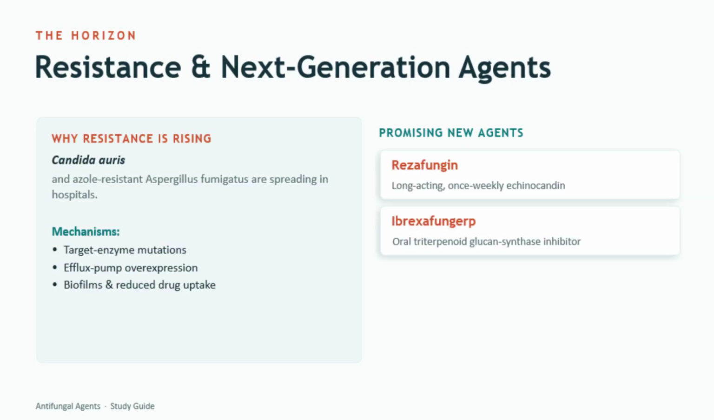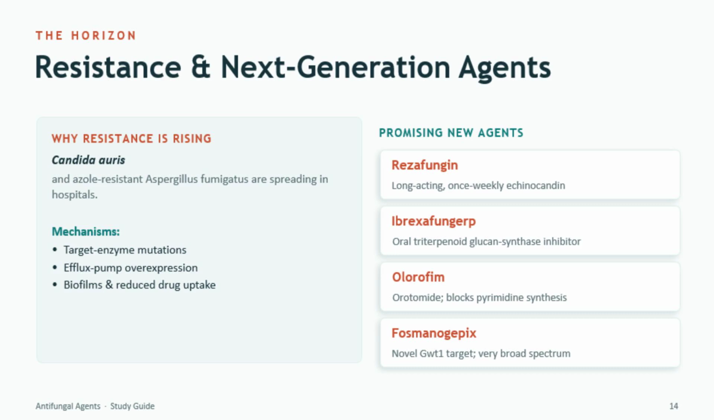Before we wrap up, a quick look at the horizon. Resistance is rising. Candida auris and azole-resistant Aspergillus fumigatus are spreading through hospitals, driven by target enzyme mutations, efflux pump overexpression, biofilms, and reduced drug uptake. But the pipeline is promising. Rezafungin is a long-acting echinocandin you can give once weekly.